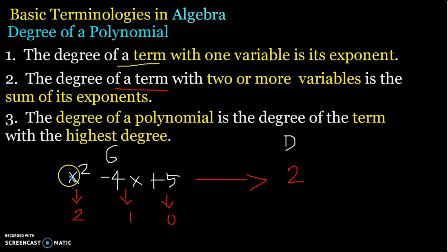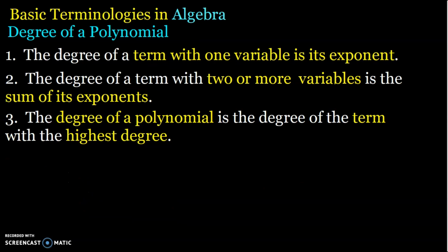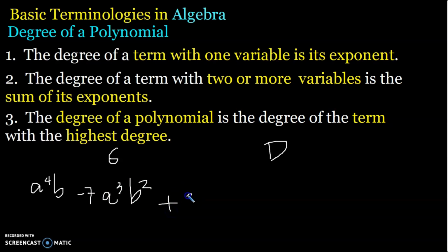Okay? Now, what about if we have another example? So, I'll be erasing this one. Okay, erase muna natin yung writings, and then we write natin ulit yung G for given, and D for degree. Now, what about if we have 2 or more variables? So, for example, we have a to the 4th b minus 7 a cubed b squared plus a squared b cubed minus b to the 6th.